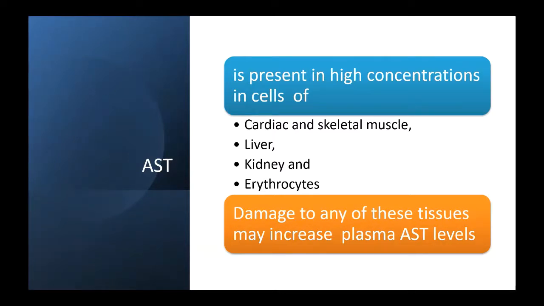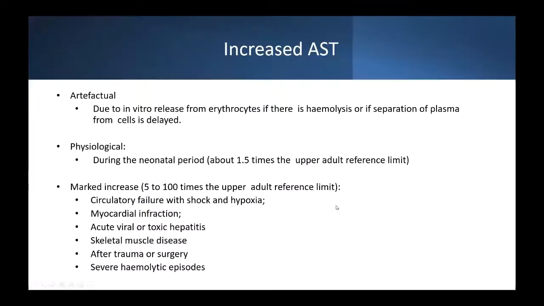So to estimate the enzymes, we generally prefer the non-hemolyzed plasma or serum samples. Actually, for all biochemical examinations, your sample should be non-hemolyzed. If hemolysis occurs, then the contents of the erythrocytes come out in the plasma and give you erroneous readings, or the interpretation will be changed. So if there is any damage to any of these tissues, there will be an increase in the AST activity.